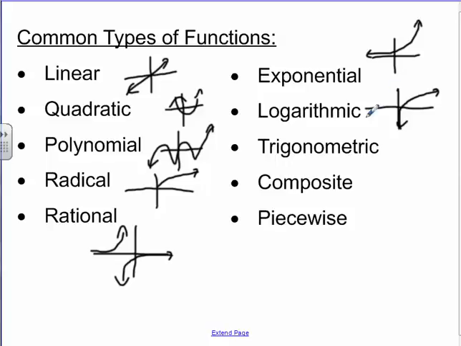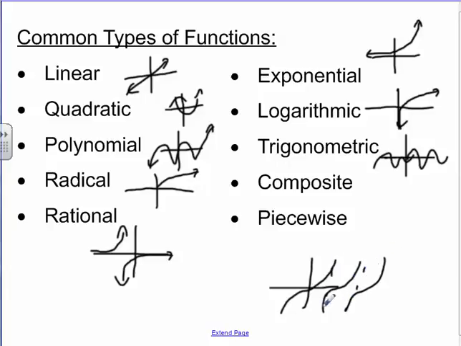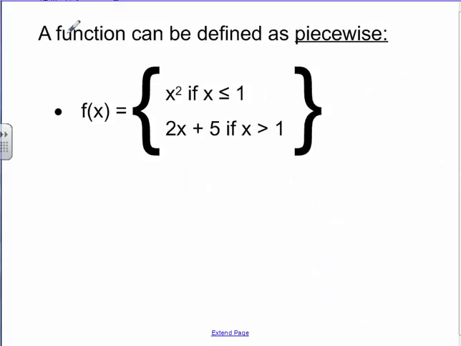Logarithmic functions: you can't have negative x inputs. Trig functions: you've got your basic sine and cosine type graphs. There's also tangent, which looks like this, if you've seen those ones before, with the asymptotes in there. These are the ones I want to focus on here, the composite and piecewise functions, because you may not be as familiar with those. I think I'm doing piecewise on the next slide here. I'll come back to composite in a second.